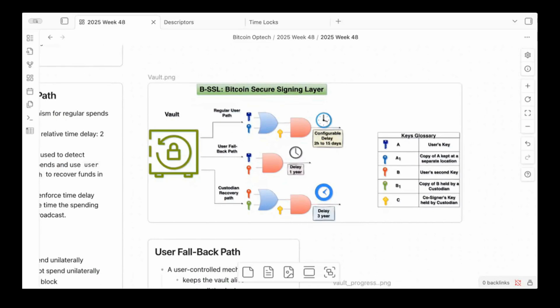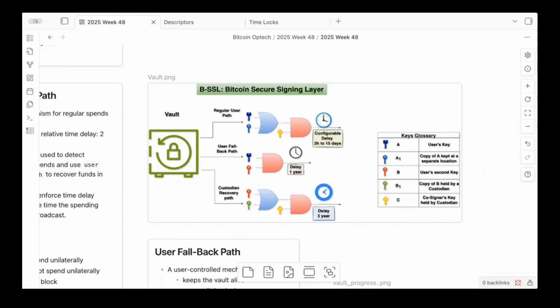So here, after 3 years, there is no way to prevent custodian B1 and C colluding to move the funds out of the user. If the user just forgets it and 3 years has elapsed, C and B1 can collude and move this fund out of the control of the user. So that remains to be addressed.